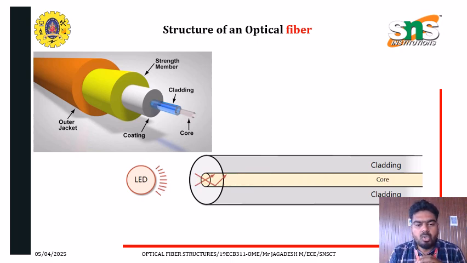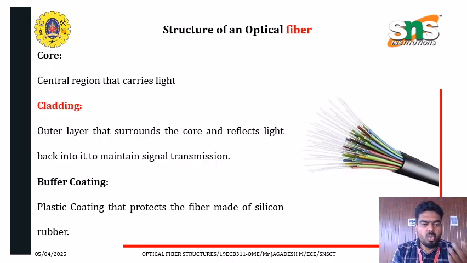Other than the core and cladding, we have several coatings. The outer jacket is used to protect the fiber optic link from external disturbances. As I said, the core is the central region that carries light, and the cladding is an outer layer that surrounds the core and reflects light back to maintain signal transmission. Then another coating is called the buffer coating. It is a silicon material, used to protect the fiber.